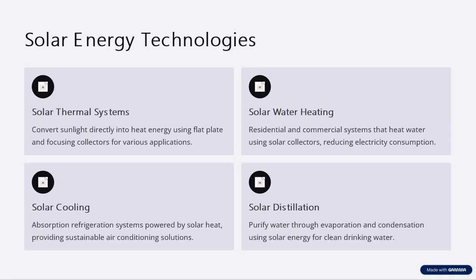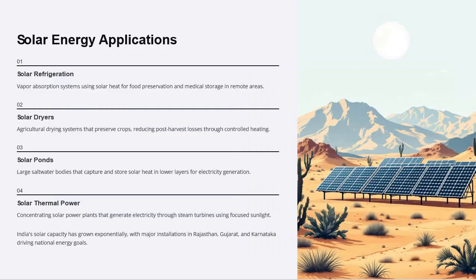Solar cooling: an absorption refrigeration system powered by solar heat, providing sustainable air conditioning in our day-to-day life. Solar distillation purifies water through evaporation and then condensation using solar energy, providing clean drinking water. These are solar energy applications.